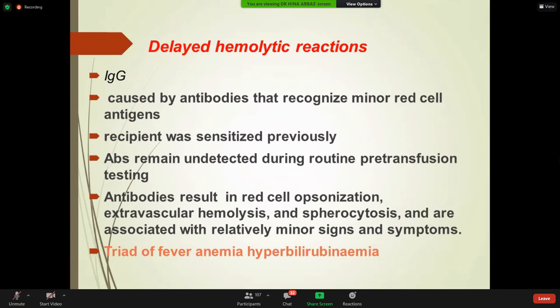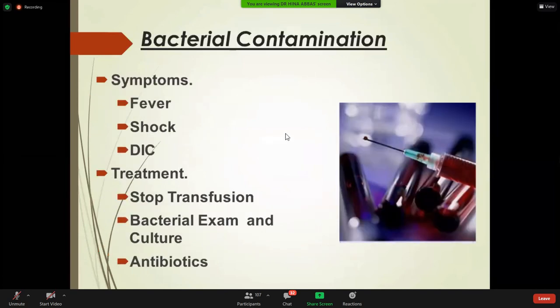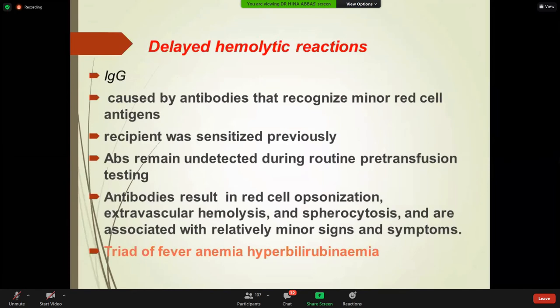Recipient was sensitized previously. Antibodies remained undetected during routine pre-transfusion testing. Antibodies result in red cell opsonization, extravascular hemolysis, and spherocytosis, and are associated with relatively mild signs and symptoms. Triad of fever, anemia, hyperbilirubinemia. Basically, if I explain what delayed hemolytic transfusion reaction is, these are IgG antibodies against minor red cell antigens. So these are not preformed, okay?